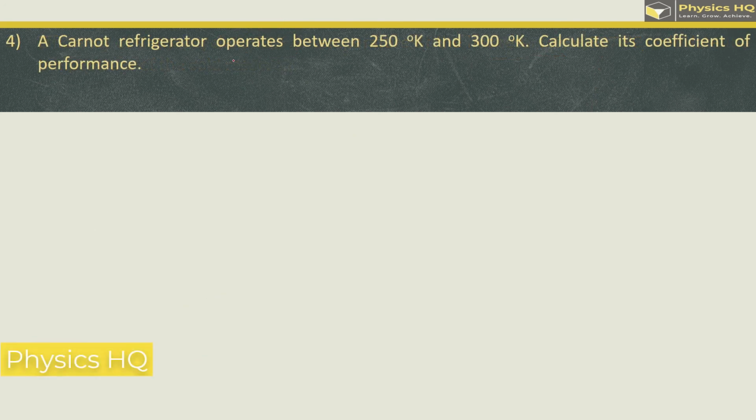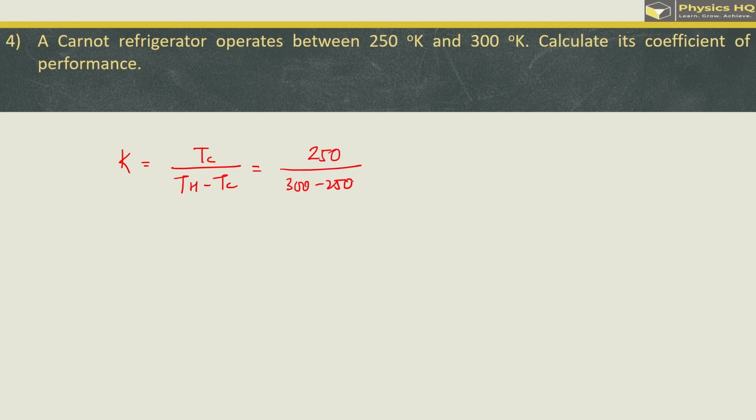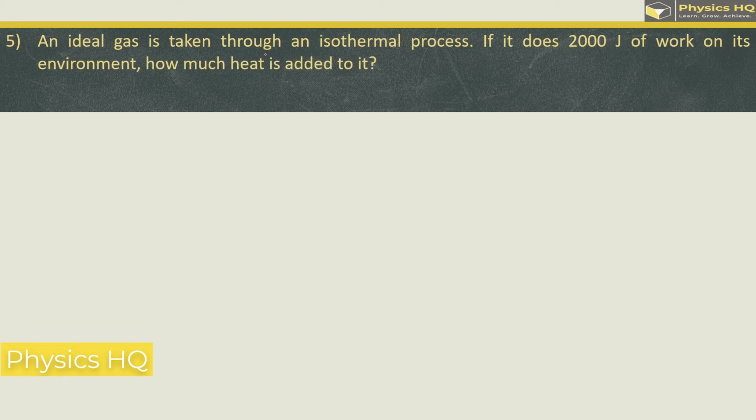A Carnot refrigerator operates between 250 degree Kelvin and 300 degree Kelvin. Calculate its coefficient of performance. Now coefficient of performance over here is given by temperature of cold upon temperature of hot minus temperature of cold reservoir. So temperature of cold reservoir will be definitely 250. This is 300 minus 250, which will be 250 upon 50. So we get 5. Simple.